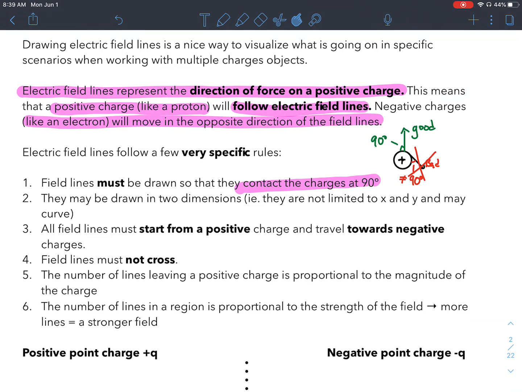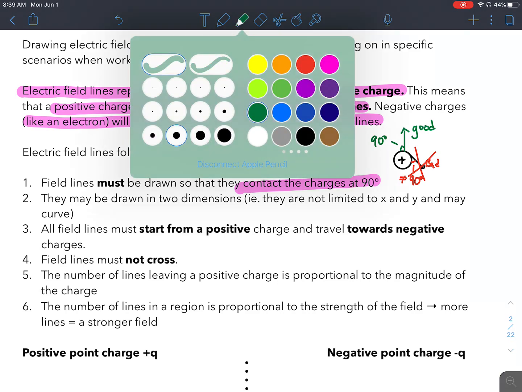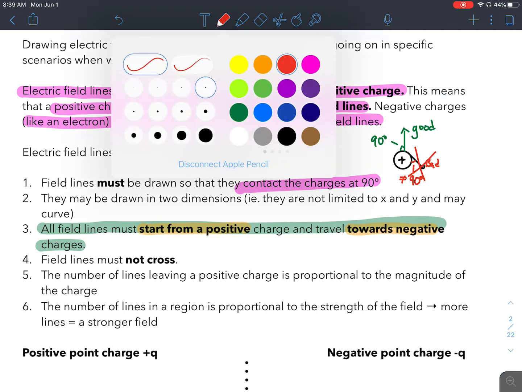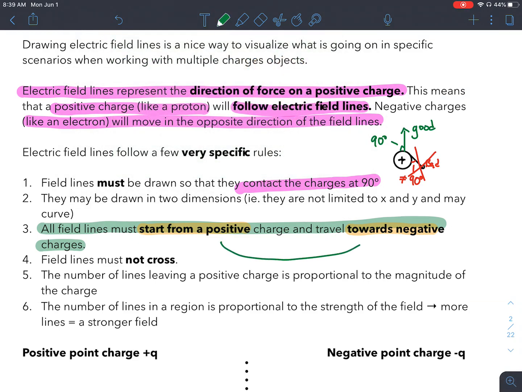All field lines must start from a positive charge and travel towards a negative. This right here is super, super important. Okay, you start positive and you end negative. I'm going to highlight that again. Start positive, go towards the negative. Okay, so you start positive, and you go towards the negative. Always, always, always.